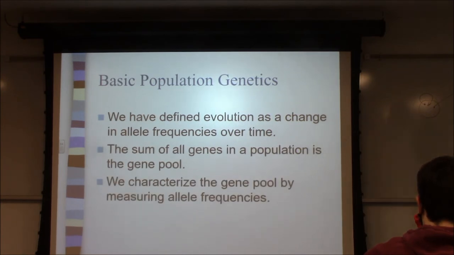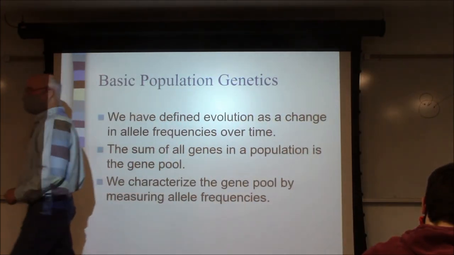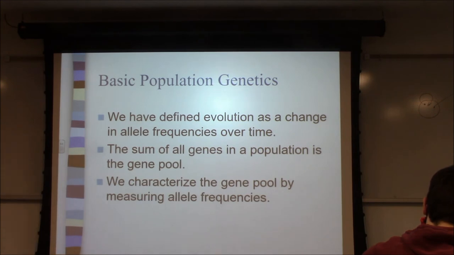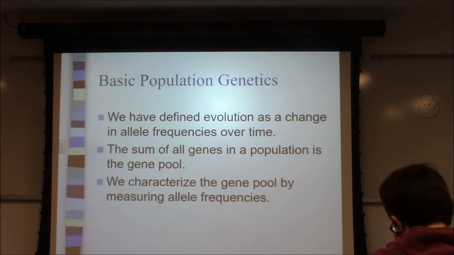So we talk about evolution as being a change in allele frequencies over time. The sum of all genes in a population is referred to as the gene pool. And when we look at a gene pool, we characterize that gene pool by measuring allele frequencies, not genotype frequencies. So what we care about is the allelic frequency, not the genotype frequency. Evolution is defined as changes in allele frequencies over time, not changes in genotype frequency over time.